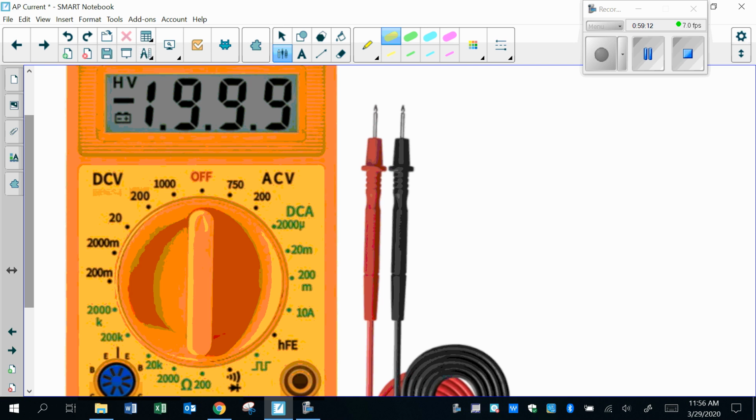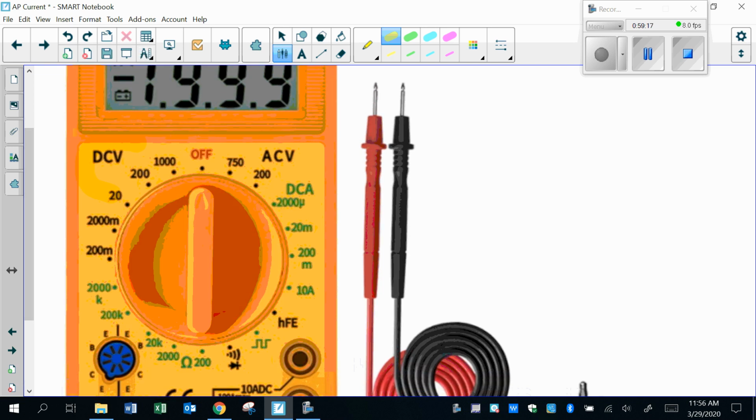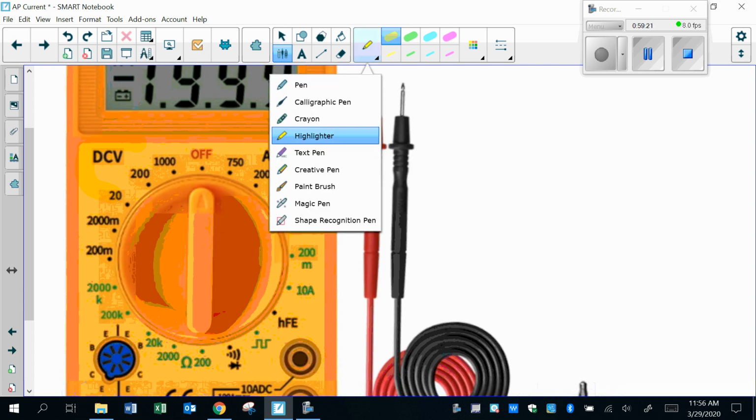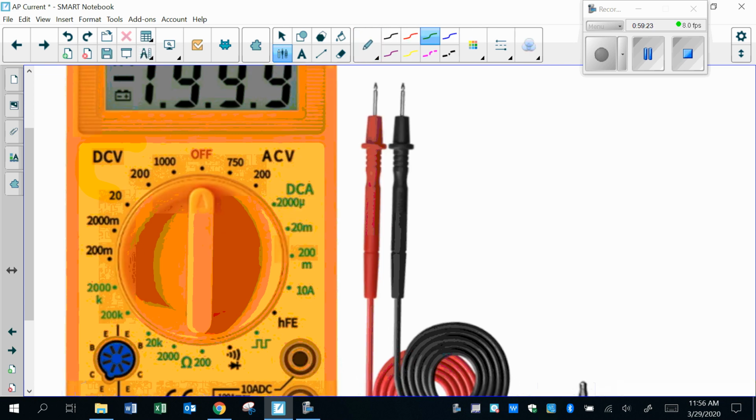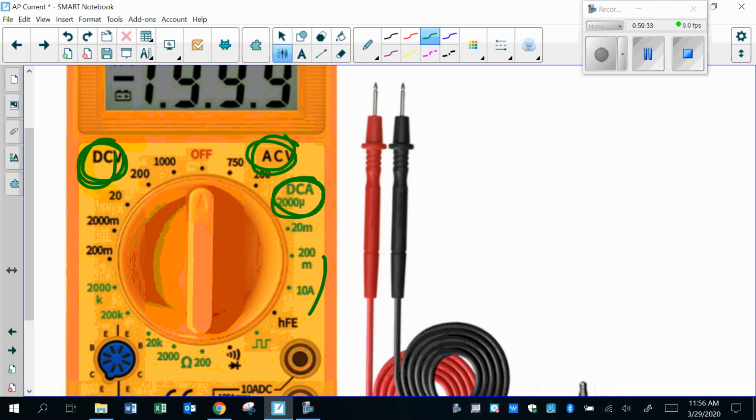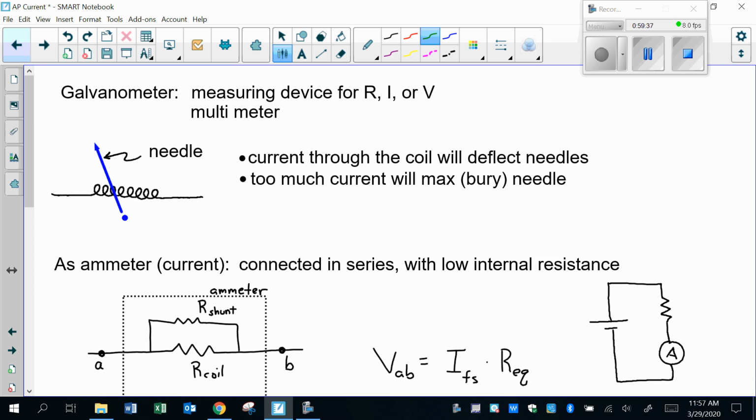I can measure voltage on the left-hand side here. So let's see, where's my, so let's do this right here. There we go. So I got my voltage here and voltage here. There's two different types of voltage, direct and AC. Over here, I've got current. So I can measure different amounts of current down here or voltage. We're going to get to that. So that is the galvanometer.